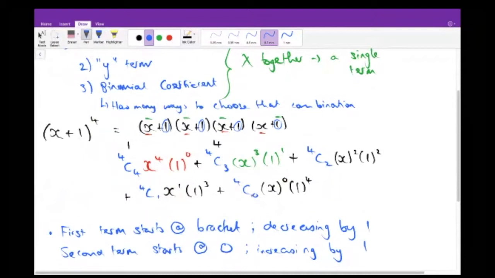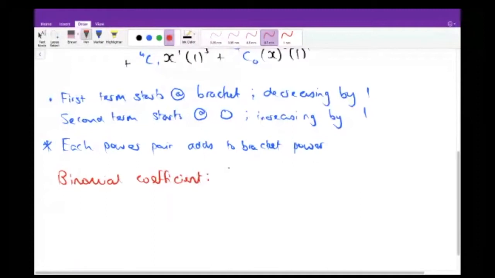Okay. So to recap the binomial coefficient, its relevance is, well, we've already said the number of ways of getting this combination, but we can always write it as the bracket power choose one of the term powers. And you could use either.